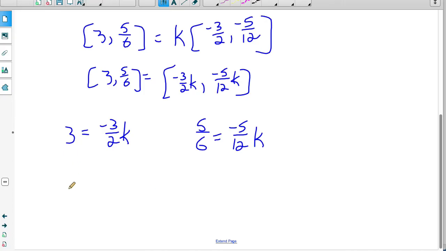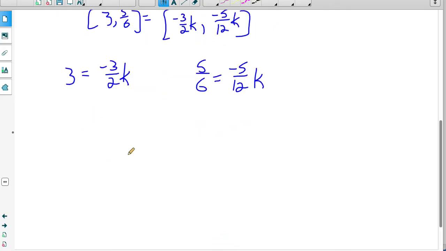So we have to figure out, is there a single value for k which makes this true, which keeps the ratios of the x and y components equivalent? So solve each of these equations for k and see if we get the same answer. So we have 3 equals negative 3k over 2. Multiply the 2 over, and then divide by negative 3. I get k equals negative 2. So the ratio of the x components, the scale factor, is negative 2. How about for the y components?